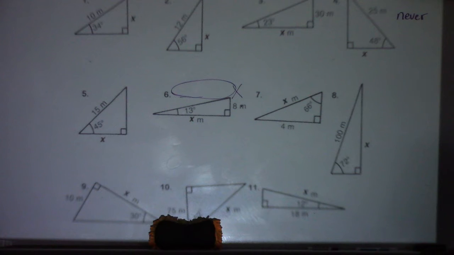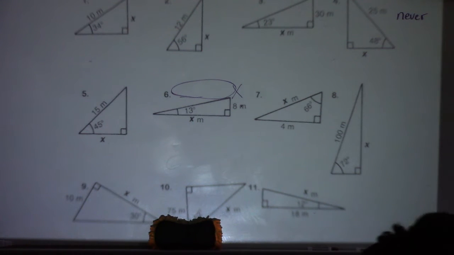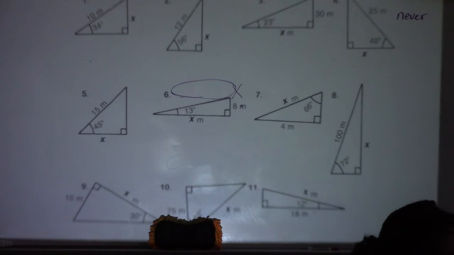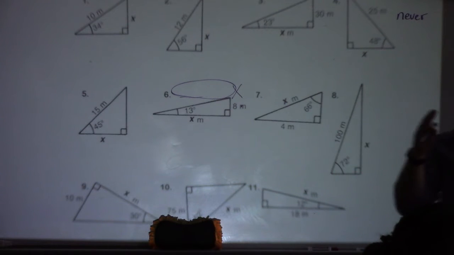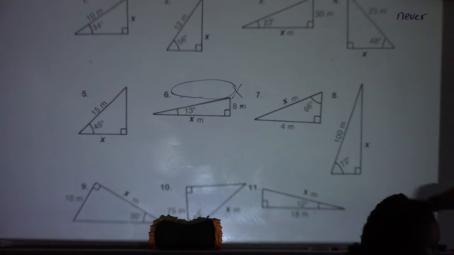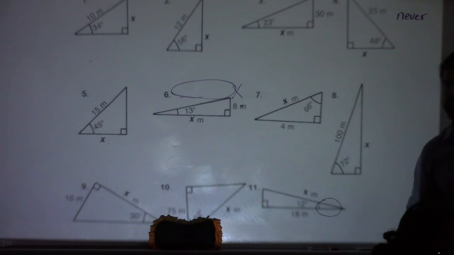Every trig ratio is in reference to an what? Angle. Known as the reference angle. When I look at number 11 here, what is the angle? 12. So I should never write sine of x or cosine of x or tangent of x. I should be using the sine of 12 or the cosine of 12. Everything needs to be in reference to this angle here.